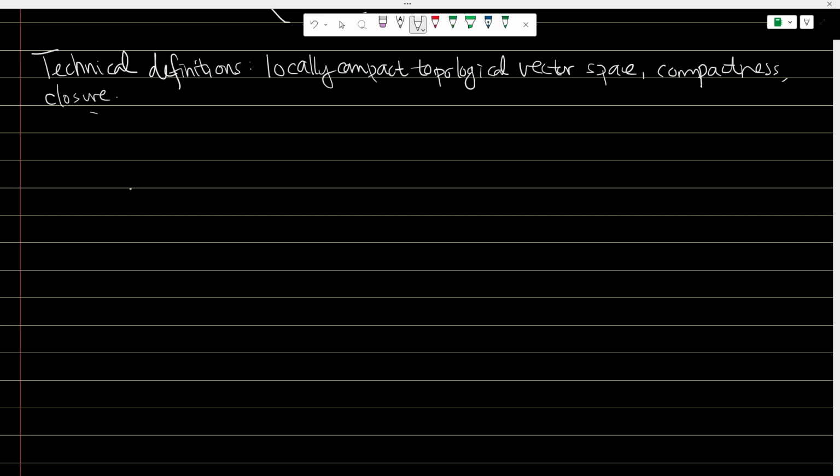Okay. Here's our big definition. This is the big guy I was hunting down. Sorry, this is not a definition. This is a theorem. Big noob. Theorem. And this is the celebrated Krein-Milman theorem.